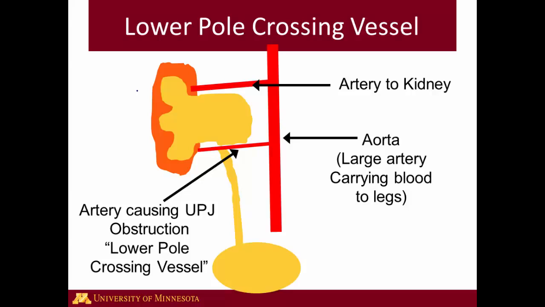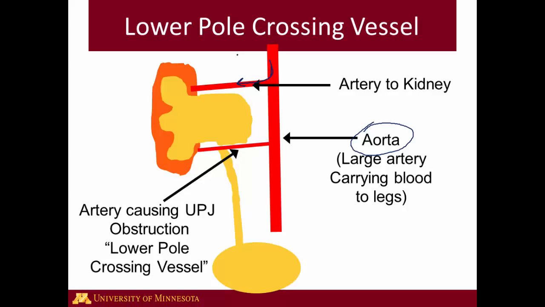The other cause of obstruction or blockage at the UPJ is a lower pole crossing vessel. This is essentially an artery that goes to the kidney from the aorta. And if you look here, this is the aorta, which is the large artery that carries blood from your heart through your abdomen down to your abdominal organs as well as to your legs. Now most of the time there's one artery to the kidney, and that would be here.